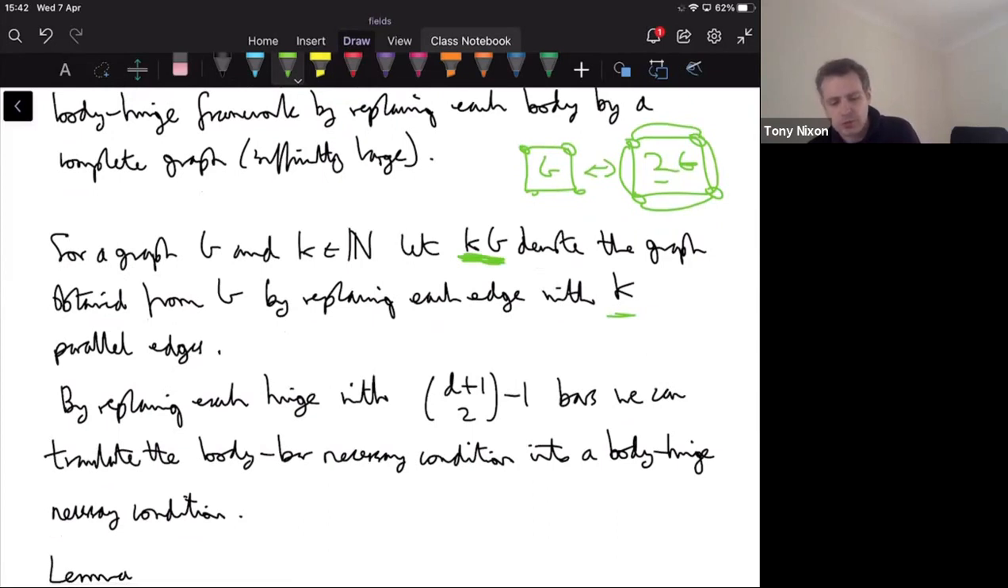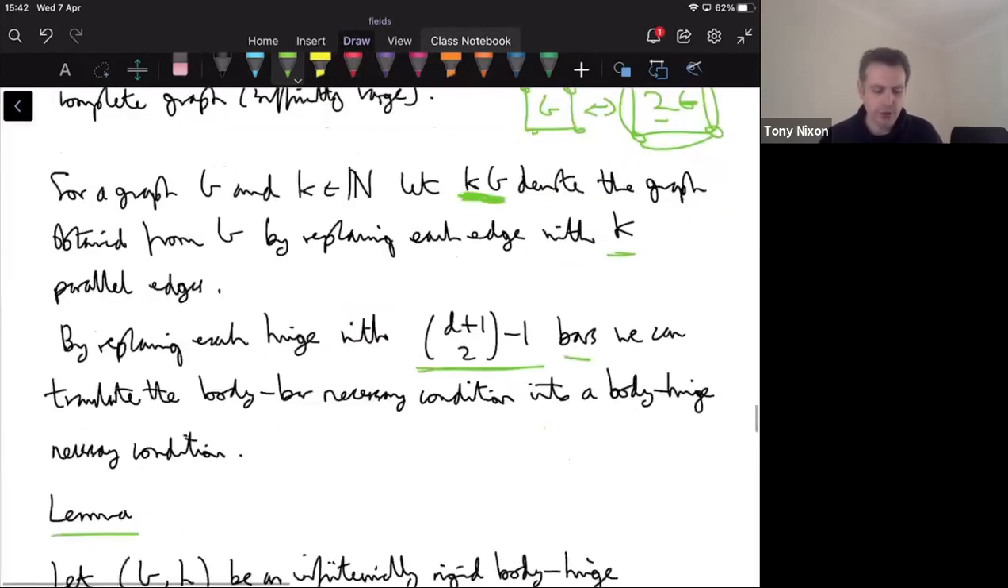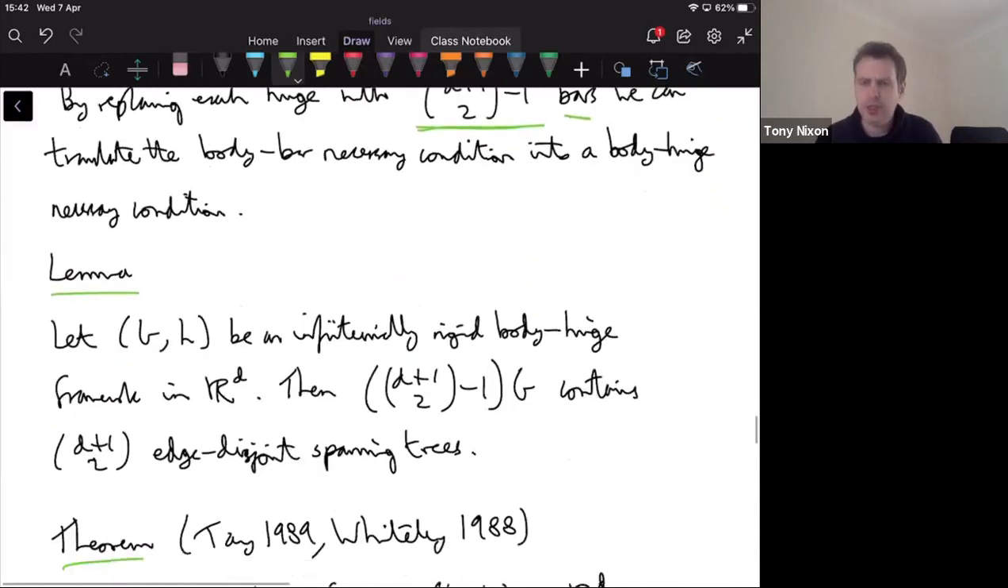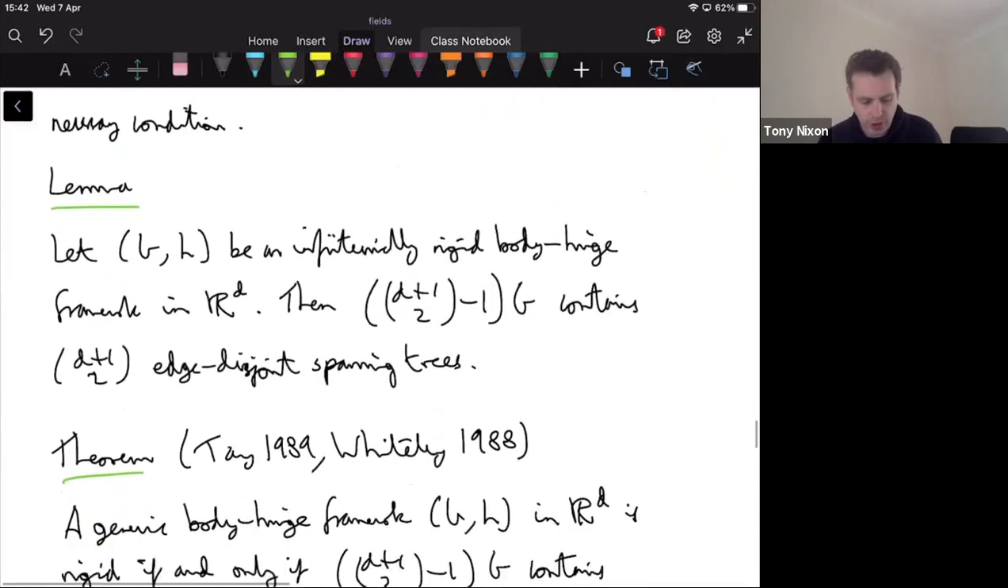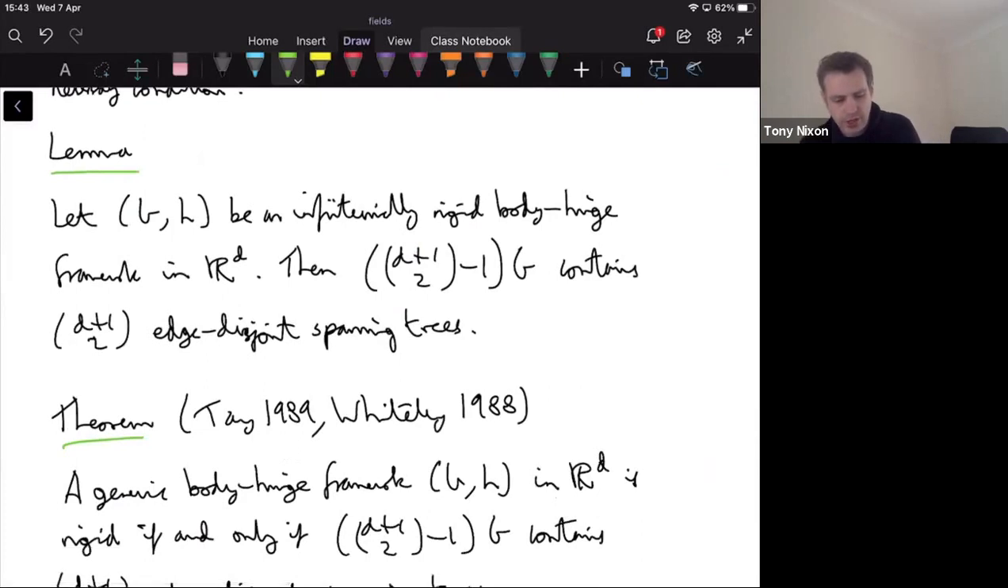Okay, so we replace our bodies with complete graphs, and we replace hinges with one less than the degrees of freedom bars, which translates our body-bar necessary condition into a necessary condition for body-hinge. I am speeding up, so if I am becoming unclear, please do say. I haven't told you what the H is, but let's just think of it as a special case of bar-joint frameworks and not worry, for time reasons and simplicity.